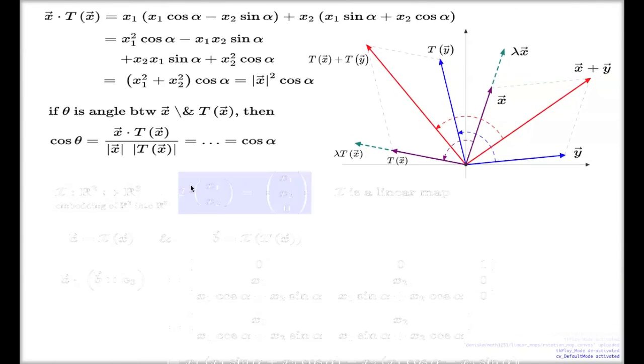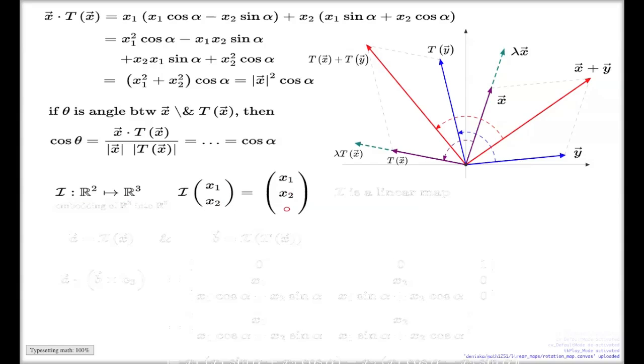Thank you. It's actually a very good suggestion. First, I suggest to consider the mapping, which I will call I, from two-dimensional vectors into three-dimensional vectors. And that is the mapping which is defined like this. If I take a vector x1, x2, the result will be the vector with three components, where the third component is simply 0.